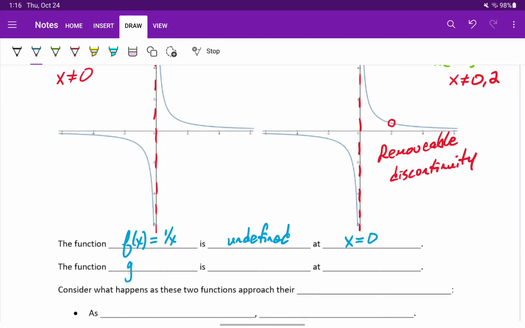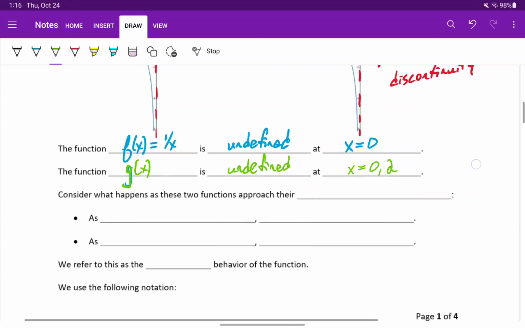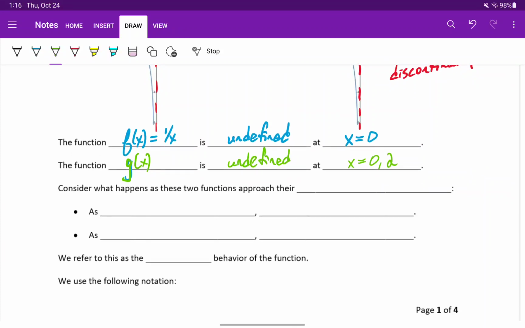So we have our function g of x, which is undefined at x equals 0 and x equals 2. In our next section, we'll talk about how we distinguish when we have an asymptote or a removable discontinuity. For now, we just need to be aware that those are two different types of behaviors that can occur when our function is undefined for a specific value of x.